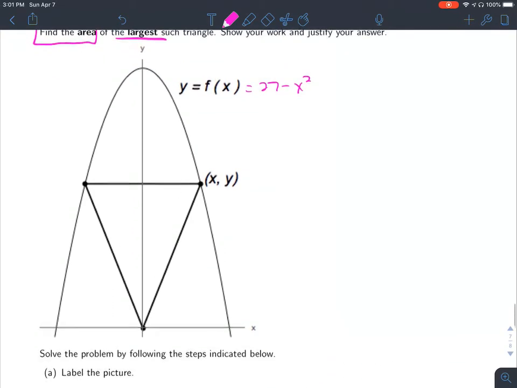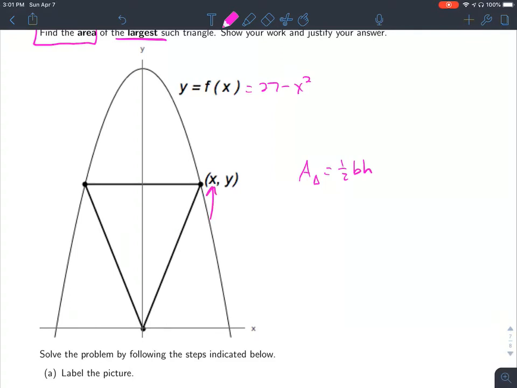Part A, label the picture. Here's how I would label this picture. Since we're supposed to find area of a triangle, the area is 1/2 the base times the height. So we need to figure out what the base and height are of this triangle.